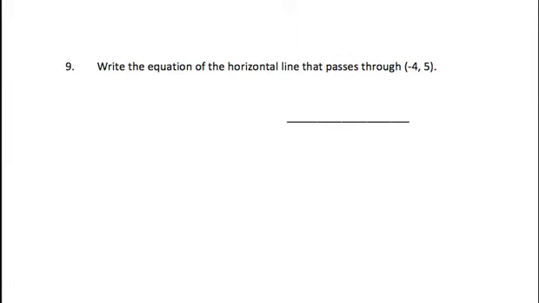Okay, next question we'll look at is 9. Write the equation of the horizontal line that passes through this point, negative 4, 5. So if I was just sketching this graph, this point, negative 4, 5. So 1, 2, 3, 4, and then positive 5. 1, 2, 3, 4, 5. So it's going through this point right there, negative 4, 5.